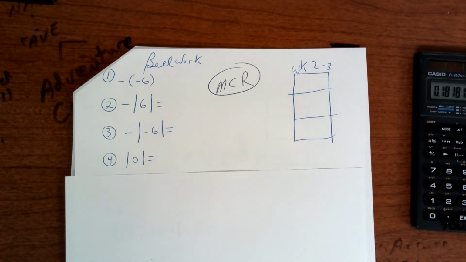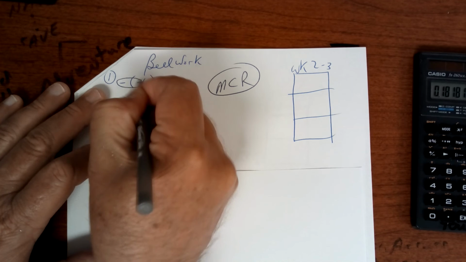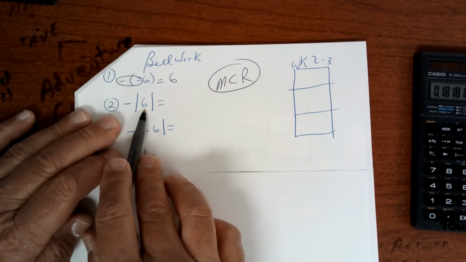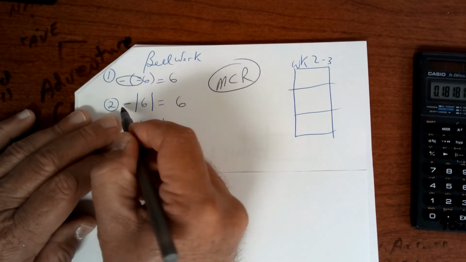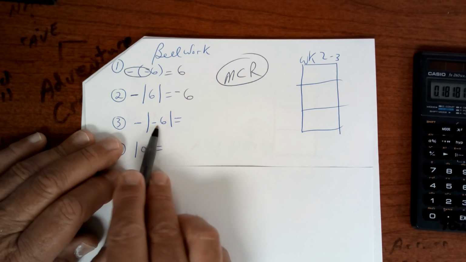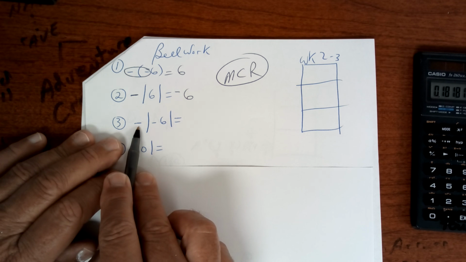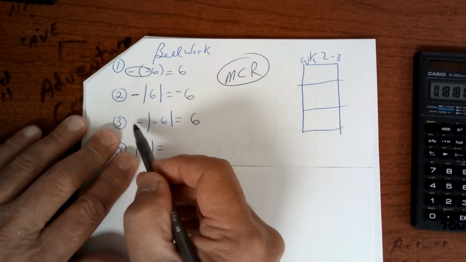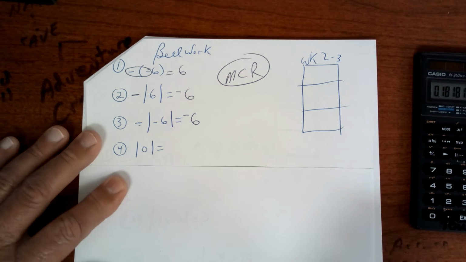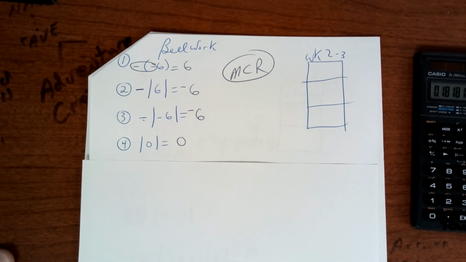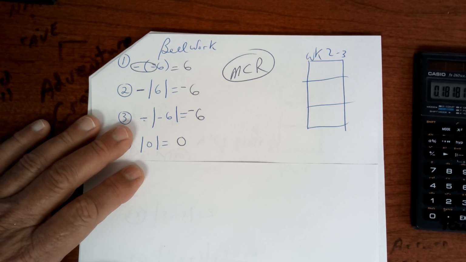Well, a negative times a negative is a positive, so that would be a positive 6. This is the absolute value. So the absolute value of 6 is 6. But the negative is on the outside, so it would stay a negative. This is not double signs. This is kind of tricky here. You have to first do the absolute value and get 6, but then this negative is outside the absolute value. The absolute value of 0 is 0. And remember, the absolute value is the distance to 0.